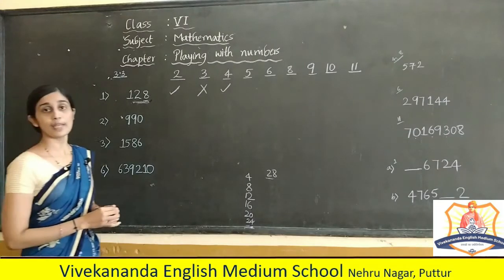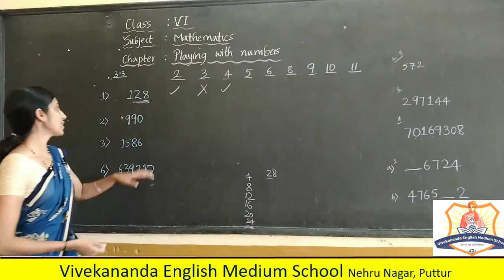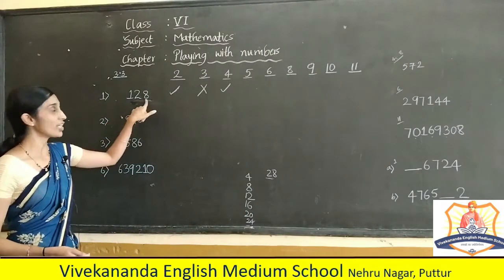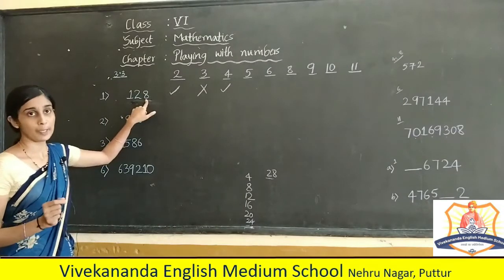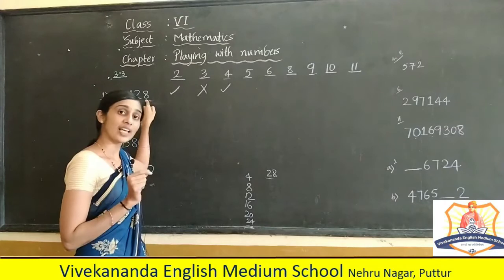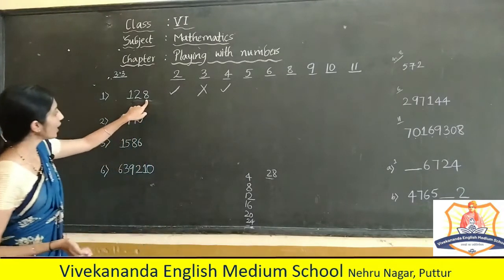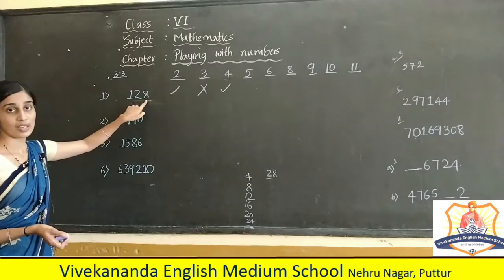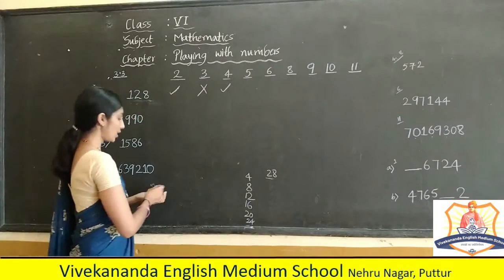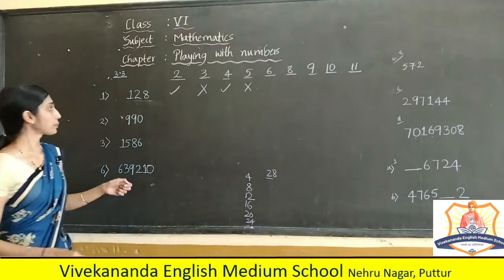Next, divisible by 5. How to check it? That is an easier one. The digit in the units place should be either 0 or 5. But here it does not suit. Our condition is not satisfied here. So this is not divisible by 5.